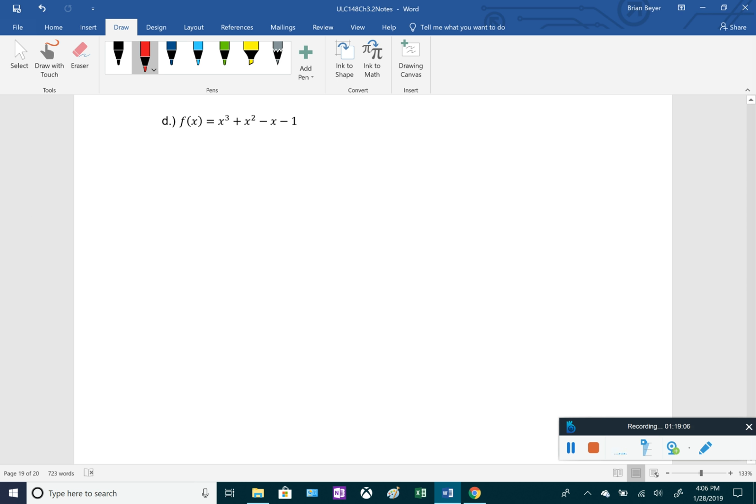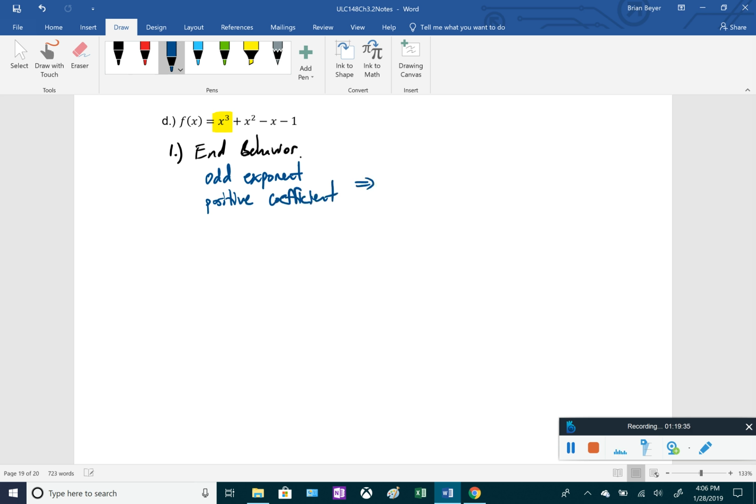Okay, so let's say we have f of x is x cubed plus x squared minus x minus 1. So the end behavior here. The end behavior, we have the leading term is x cubed. So it's going to be an odd exponent and a positive 1 coefficient, so positive coefficient. So that means it's going to fall to the left and rise to the right.